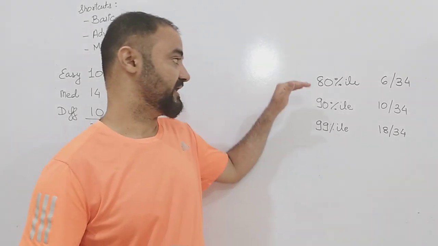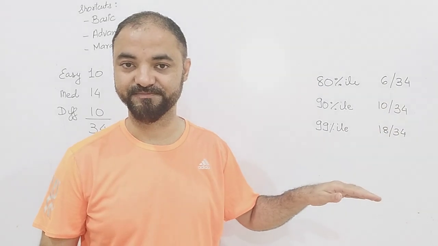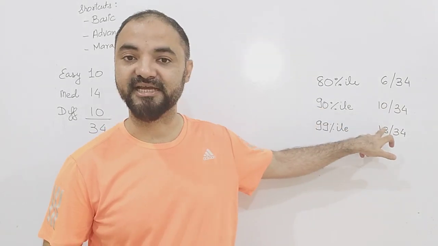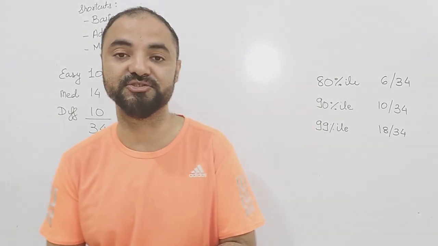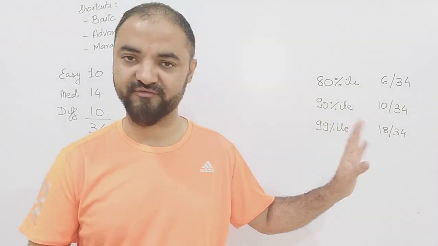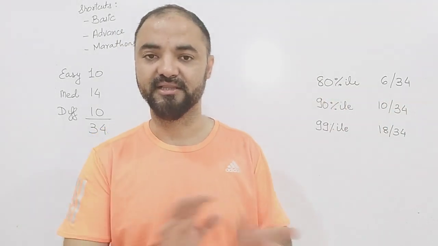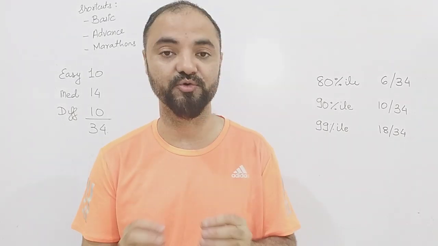Now, 80 percentile is only 6 questions correct out of 34. 90 percentile is 10 questions correct and 99 percentile is 18 questions correct. That's based on last year's data. And that's true for every year, not only this year: the cutoff of around 6 to 8 questions correct is around 80 percentile.